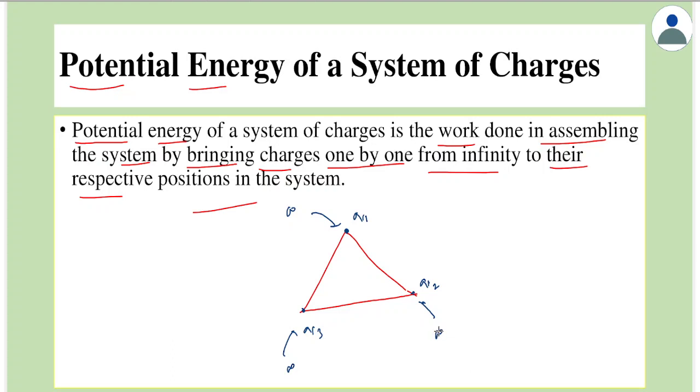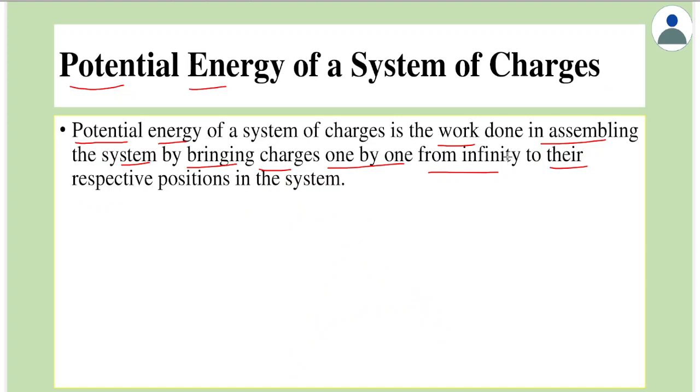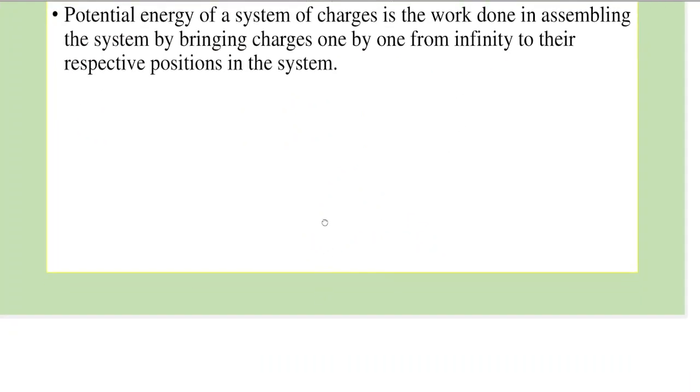In bringing the charge from infinity, some work has been done. The work done to bring them and assemble them is stored as the system's potential energy. So let's find an expression for this. Now here let's take three charges. As seen in the previous discussion, let's assume that we bring a charge Q1 from infinity to this point.